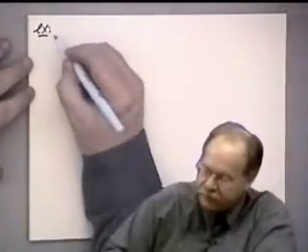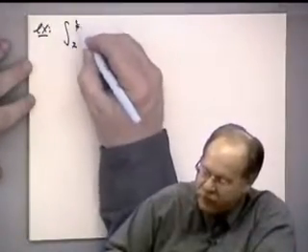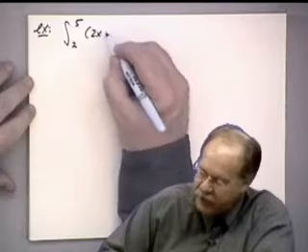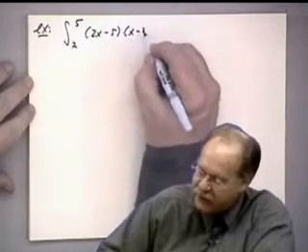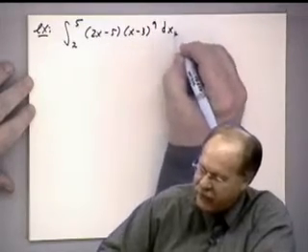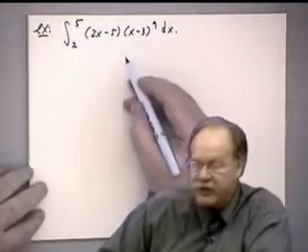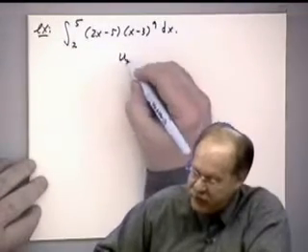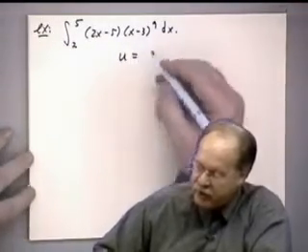Let's look at another example. Here is the integral from 2 to 5 of 2x minus 5 times x minus 3 to the 9th power dx. Again, this is not so hard to find what u is. We want to work on changing the limits, though.